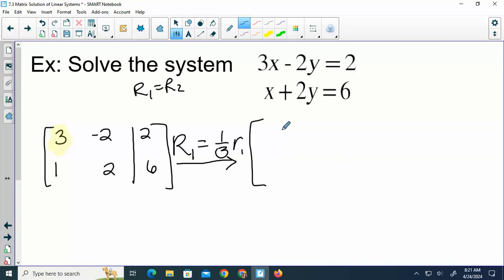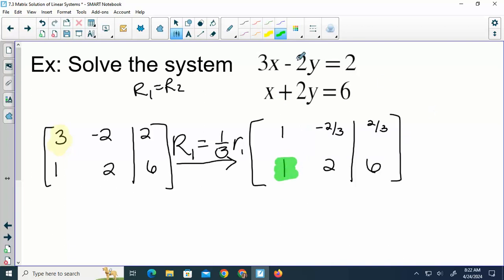So every time we need a 1, multiply by the reciprocal. So 3 times 1/3 is 1. Negative 2 times 1/3 is negative 2/3. 2 times 1/3 is positive 2/3. And we did not change row 2. Alright, we work one column at a time. We got the 1 in our column.